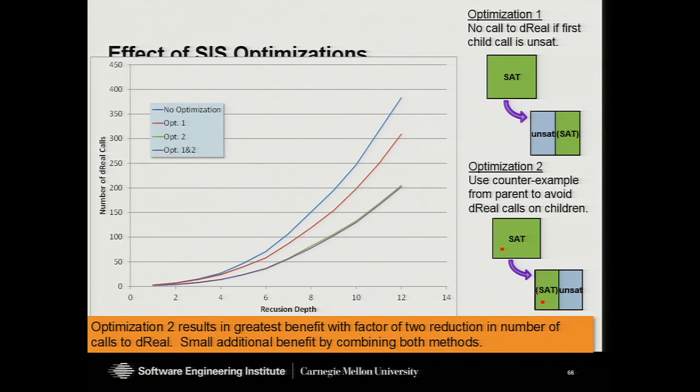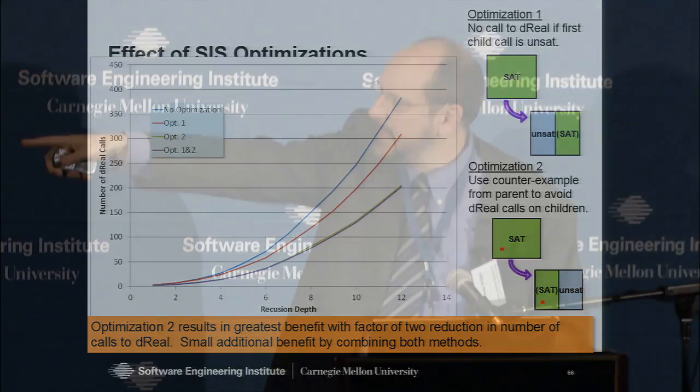If we look at what kind of reduction in the number of calls to the solver we get, the top curve is using no optimization. The next curve down is when we use optimization 1. The bottom curve is when we use optimization 2. Just below that, there's another small curve slightly lower when we use the two optimizations together. So we found that optimization 2 is the most effective, and optimization 1 will give you a small improvement on top of that.